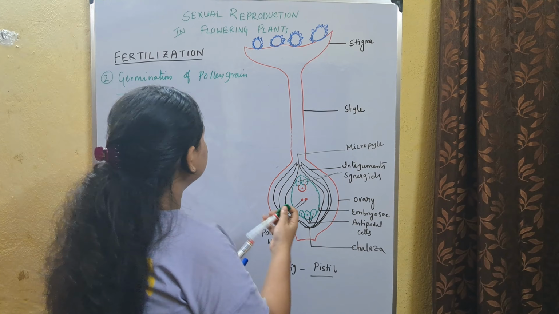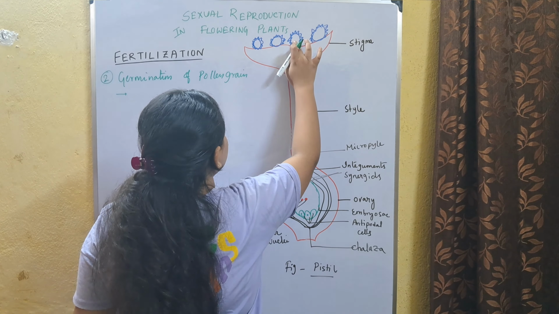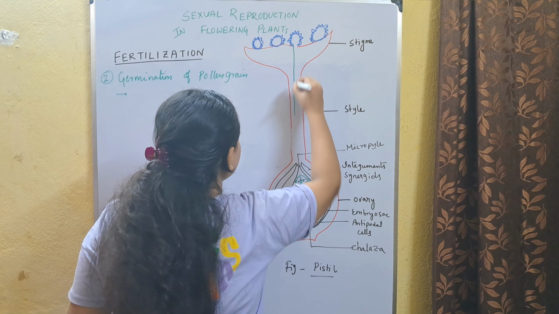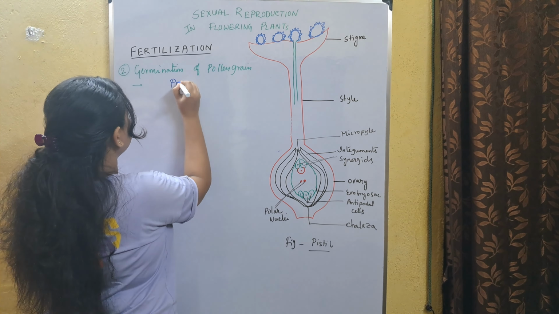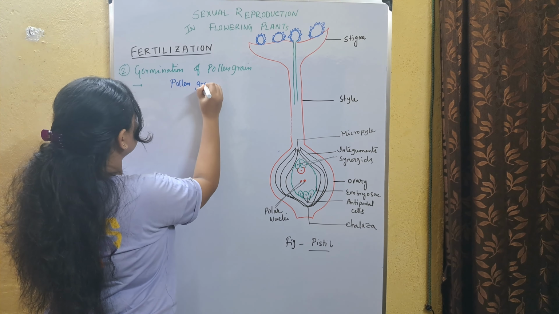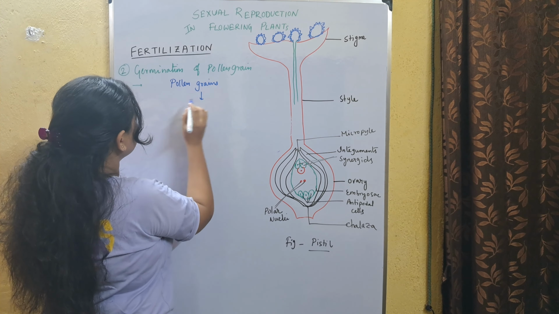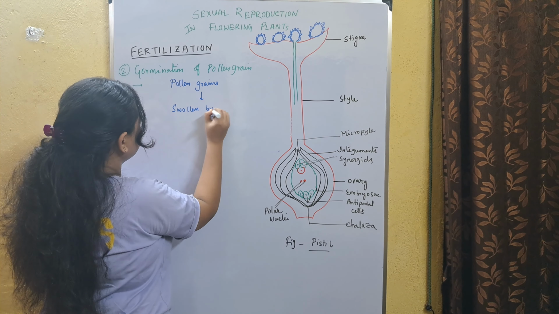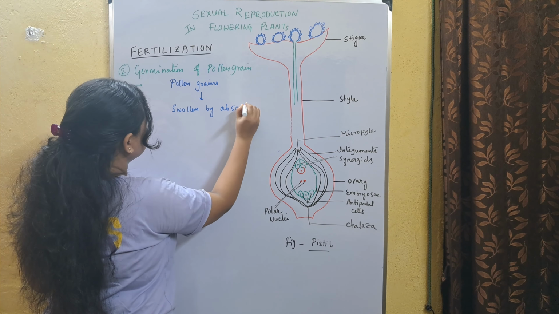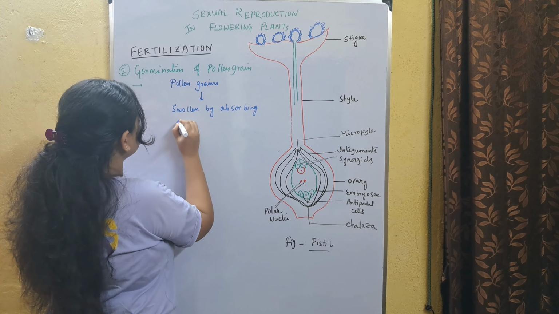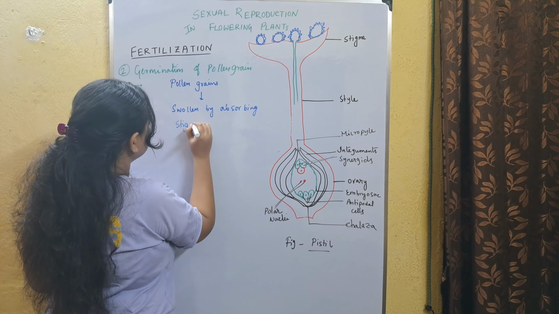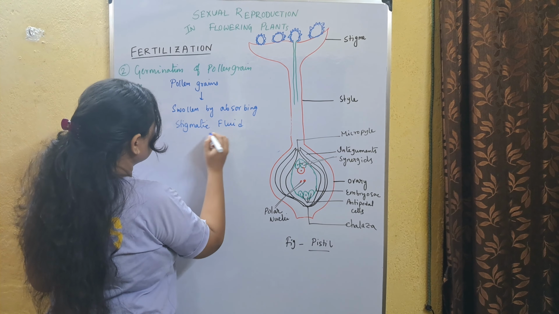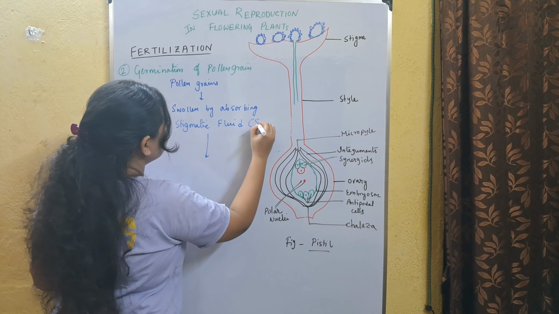So if here is the germ pore, this pollen grain becomes swollen by absorbing stigmatic fluid. These are some sugary fluid.